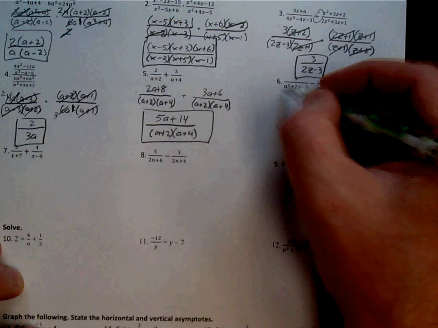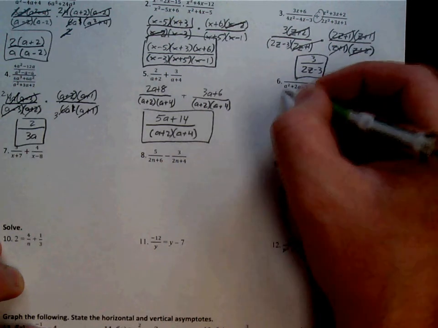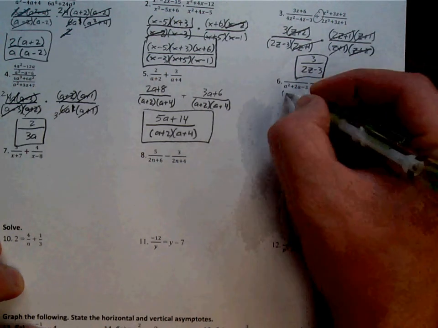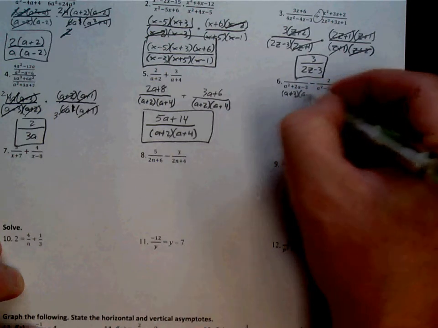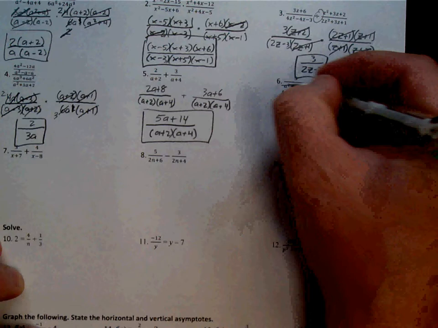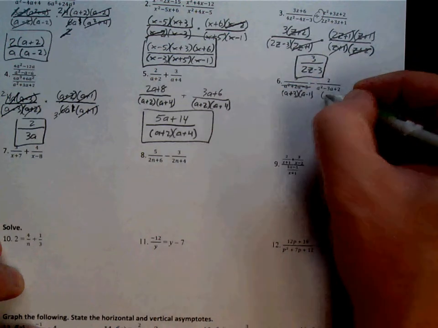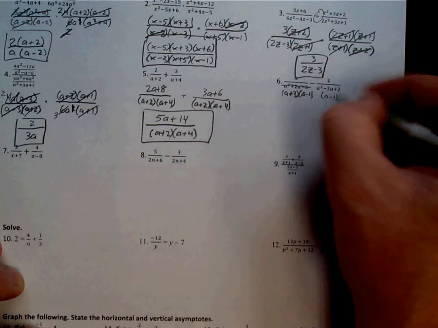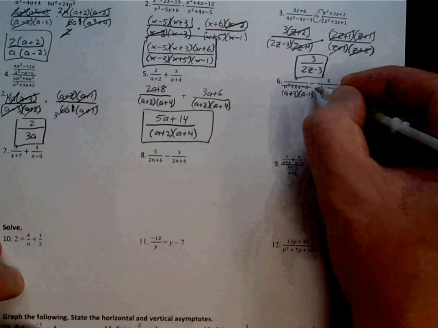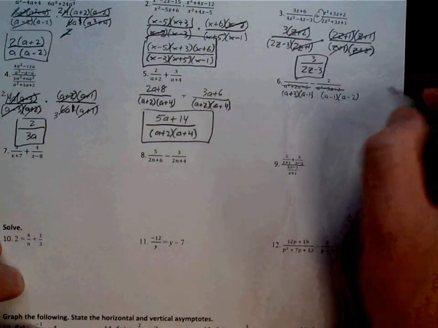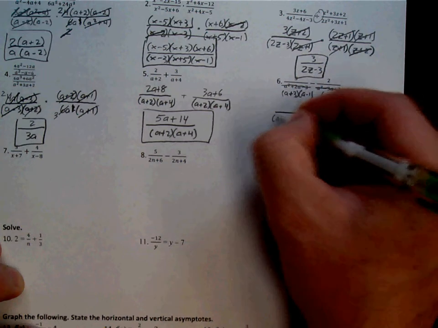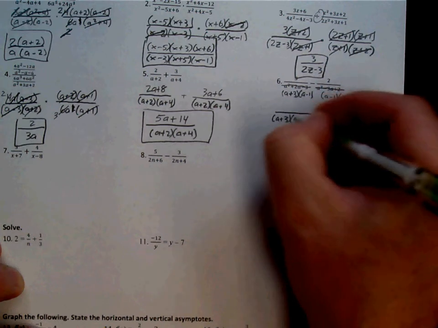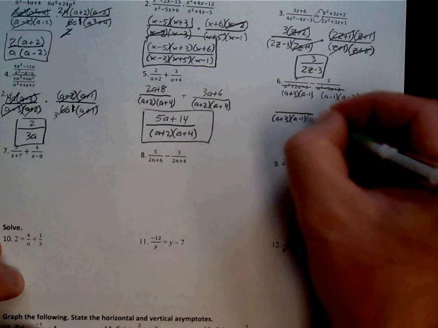Number 6, factor the denominators first before we determine the least common denominator. So a plus 3 and a minus 1. Second fraction will be an a minus 1 and an a minus 2. So my LCD includes an a plus 3, an a minus 1, and an a minus 2.